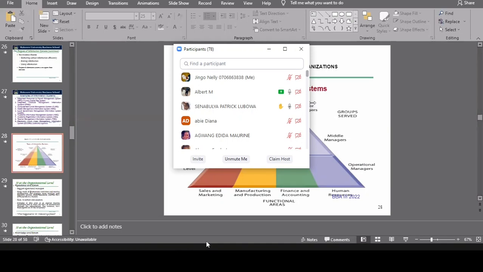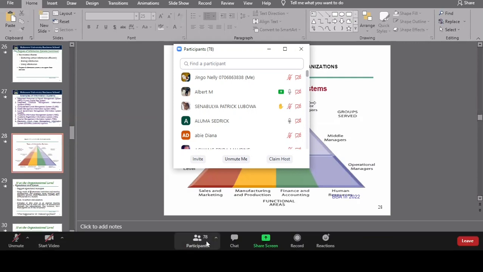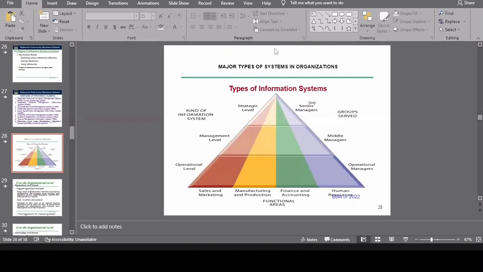Yes, sir. Actually, my opinion is that at the operational level, they implement what was developed by the top level managers. Remember, at the top level, the strategic level, they develop, and then after developing, the operational level managers implement. I like the way you're thinking. Thank you very much, Cedric. That is a good one.